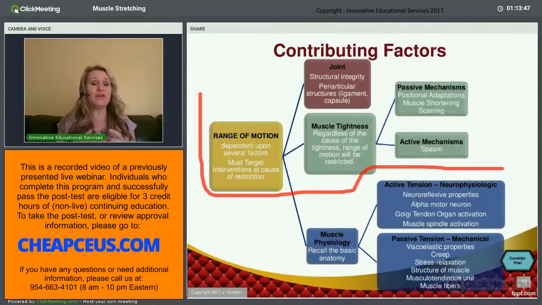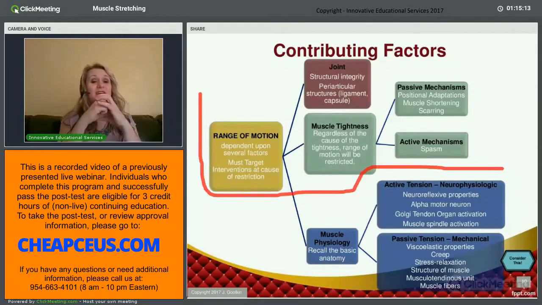When we think about the joint and its structural integrity, we're considering all those periarticular structures. So we have our glenoid fossa, we have our humeral head. Surrounding that, we have our joint capsule, we have the ligaments, those other structures that can become tightened down, not allowing for joint motion. Those specific interventions to target that tightness are going to be different than what we're discussing today.